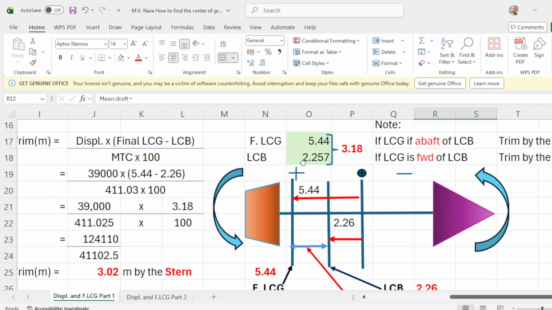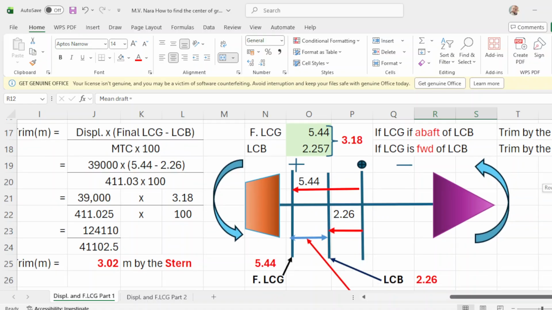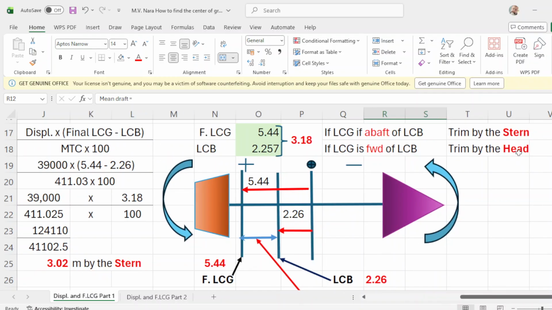And your LCB is positive 2.57. So from midship, measured backward, about 2.26. If you run it up, the final LCG is behind LCB. Because it has more distance than LCB, that's why it is behind LCB. So what is the rule? If LCG is above or behind LCB, then you're trimmed by the stern. Okay? Trimmed by the stern.